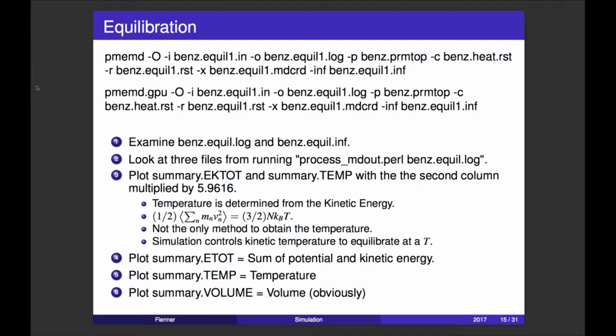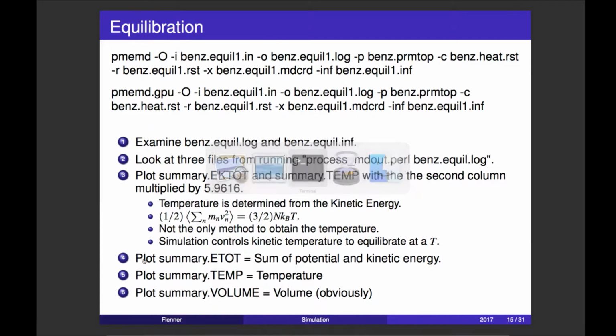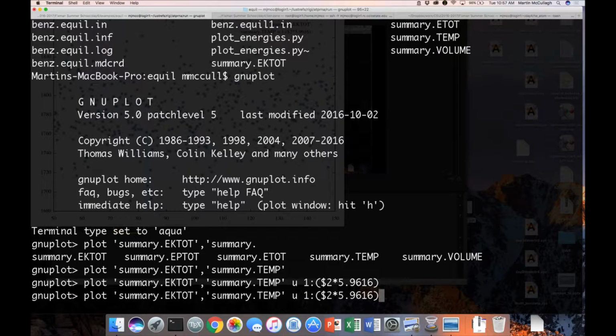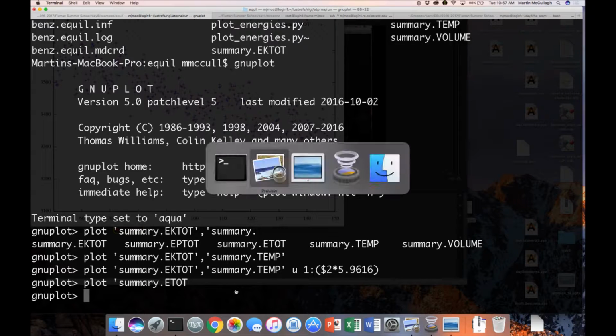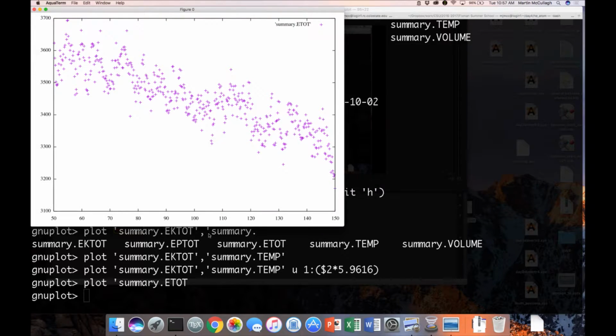So next, we can plot the total energy. We plotted the temperature, and then the volume. So at the end of that simulation, it looked like it became a homogeneous fluid.